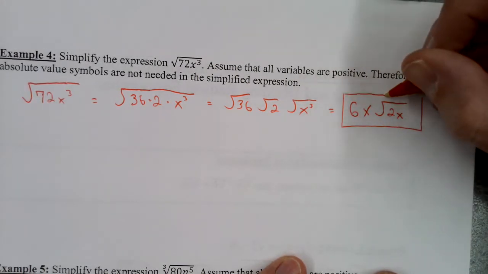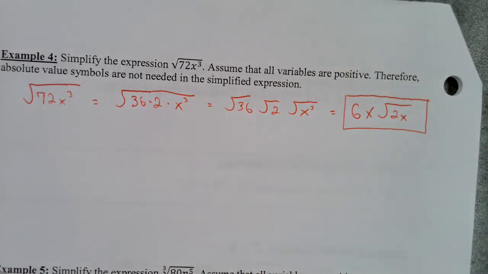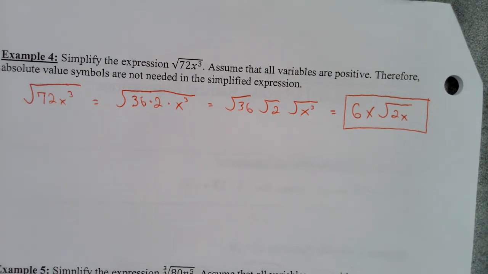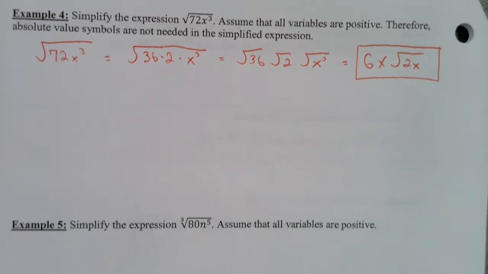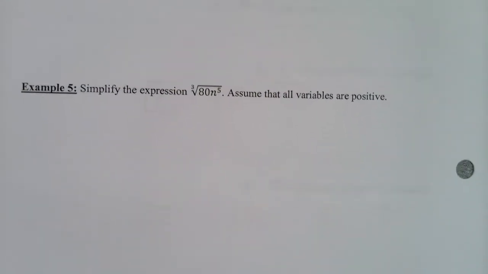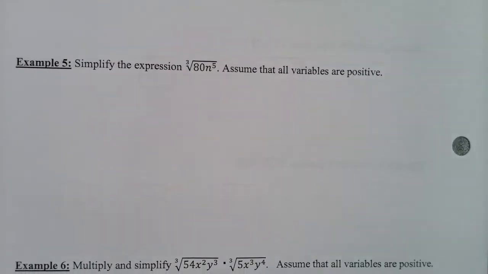Again, absolute value symbols are not needed for this lesson because we're assuming everything is positive now. We learned about when to take out the absolute values in the first lesson. So that problem is a review from lesson 1, mostly. This next problem is also a review. Simplify the cube root of 80n to the 5th power.